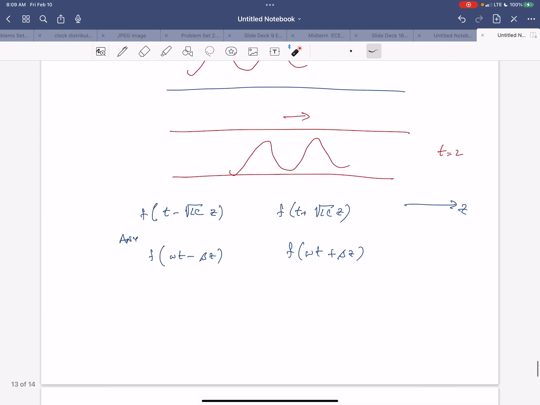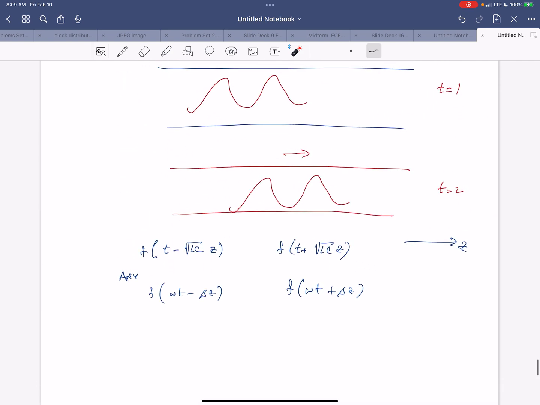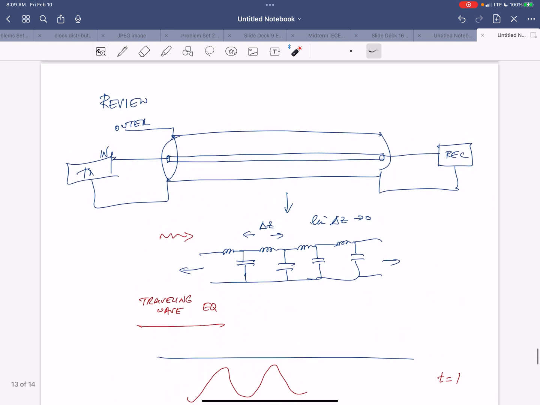The other thing we learned is that whenever you have a situation where you have a traveling wave, there is a delay between one side and the other. If you're launching something in this and it's traveling to this side, there's a delay associated with that. You launch it, and a certain time later, it'll show up on the other side. So that means a transmission line has a delay.